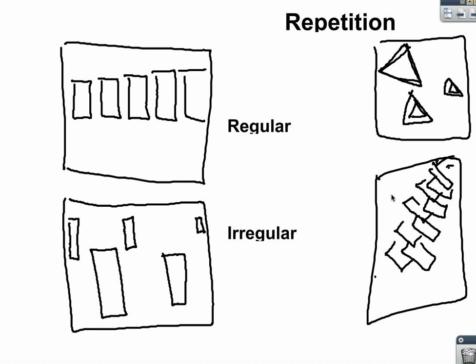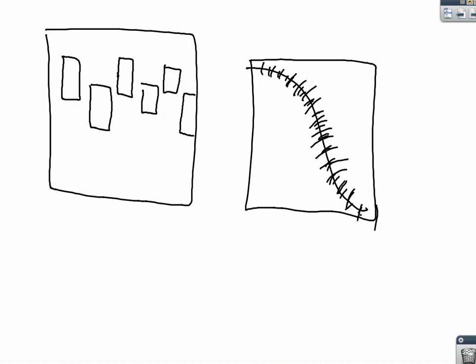Then here over on the right, I've got some other examples. So in your worksheet, you're drawing an example of repetition. Yours could also look something like this. Repetition can be made by a simple pattern or line. It doesn't have to be a shape.